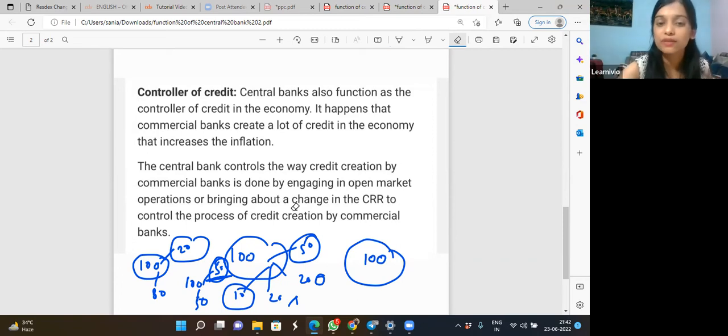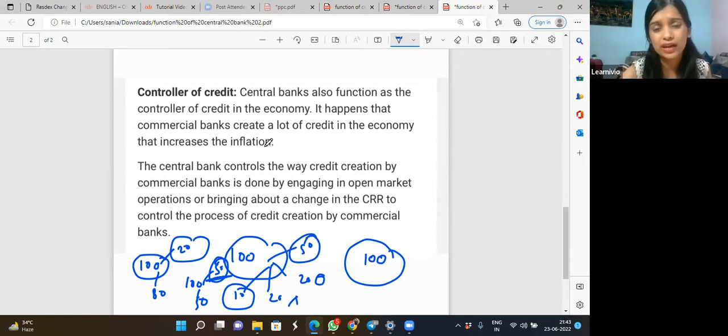I'll explain again. This is very clear that the central bank also functions to control credit in the economy. It happens when there is inflation. Inflation means you have lots of money. So when there is a lot of credit and inflation takes place, only then do I have to control the credit.